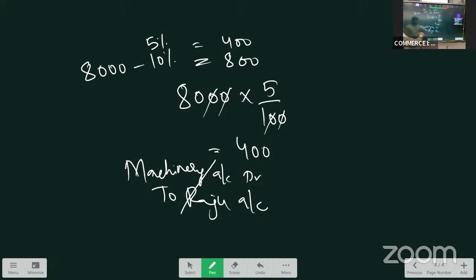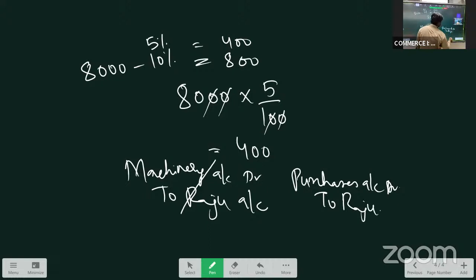If it would have been purchased goods from Raju, then the entry would have been purchases account debit to Raju account. But as we are not purchasing goods, this was not our transaction. Our transaction was purchased machinery from Raju. As we are purchasing an asset, the name of purchases will not come in the entry. So this will not be posted in purchases book.